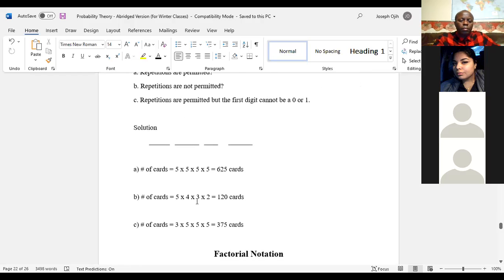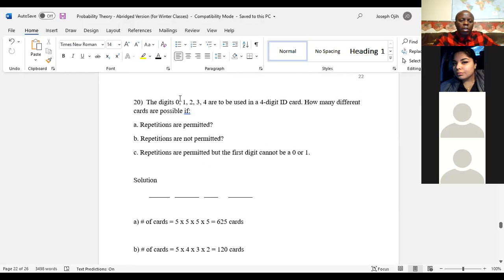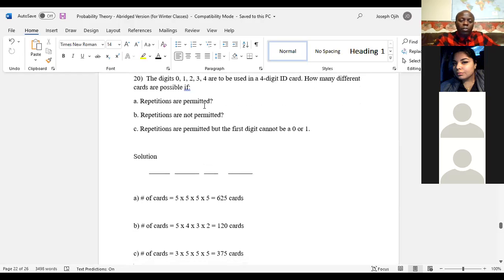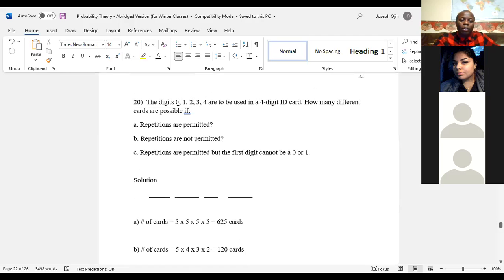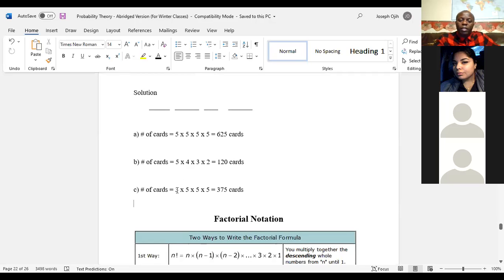So for letter C, instead of using all those 5s, we could have used 3 times 2. I don't know how you got all them 5s. I don't understand that. Same 5: 1, 2, 3, 4, 5. Right? But for the first slot, you cannot use the numbers 0 and 1, which means you have only 3 numbers for that first slot. The rest of them, you can use all the 5 numbers. That's why the first one is 3, the rest are still 5. Okay?